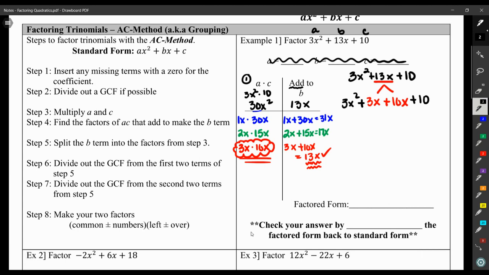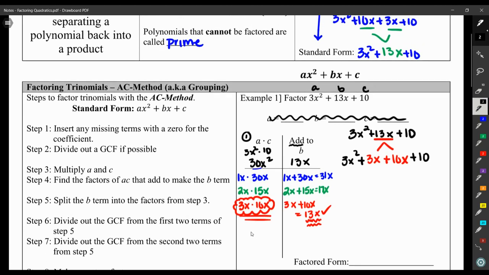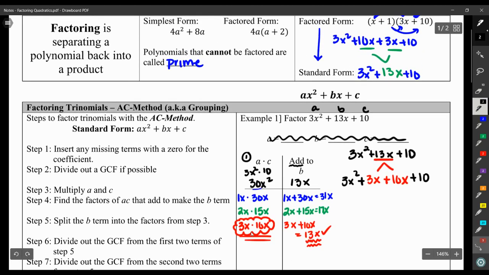Now I'm going to take a minute and pause the factoring process, and I want to show you what you've done. You've taken this standard form and gone back one step. You have uncombined the 13x into the 10x and the 3x. So our final answer is almost there. I need it to look like this thing above, x plus 1 times 3x plus 10.